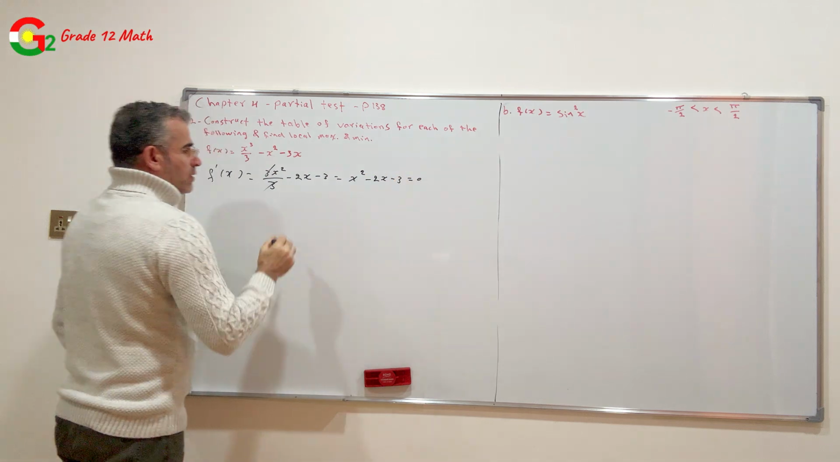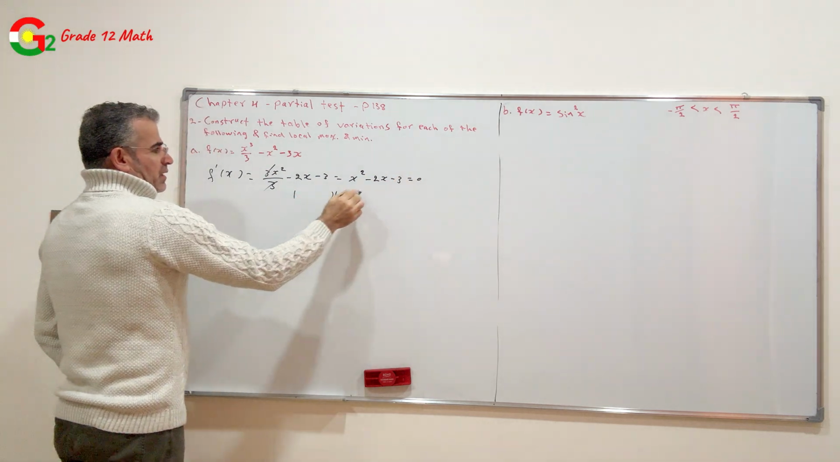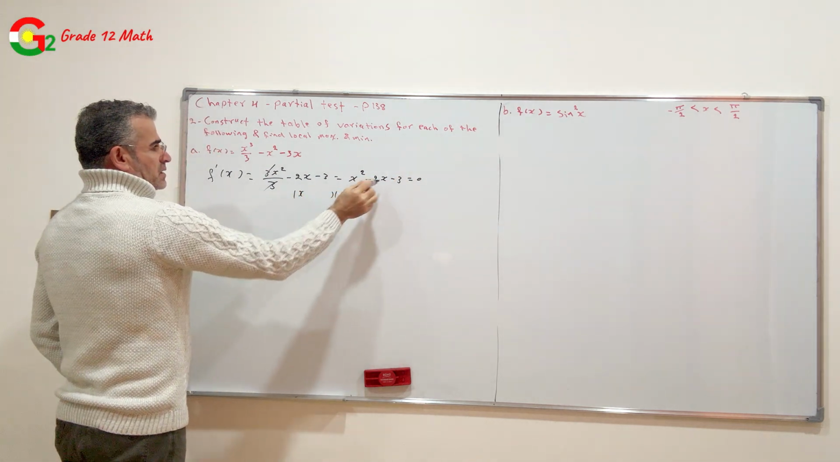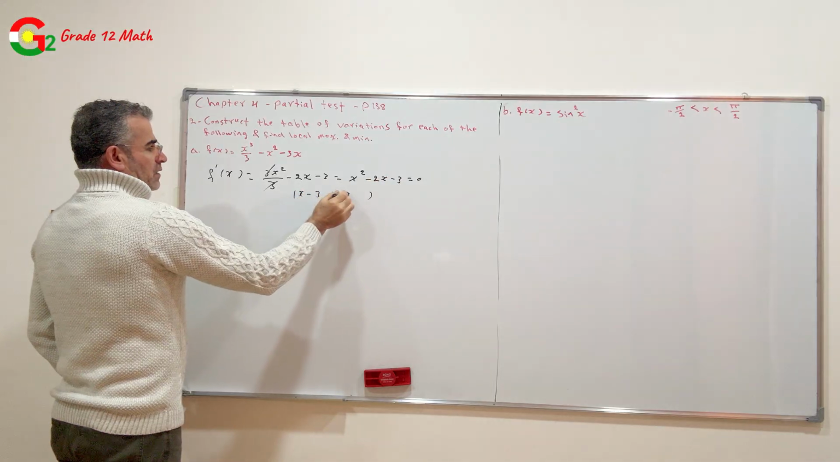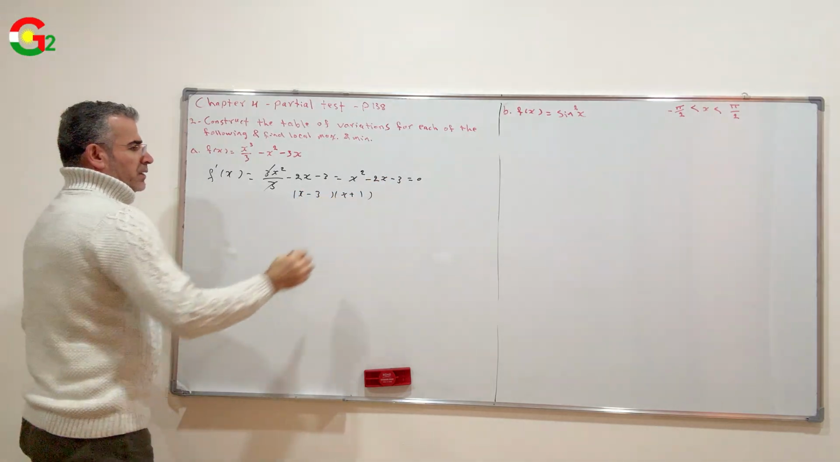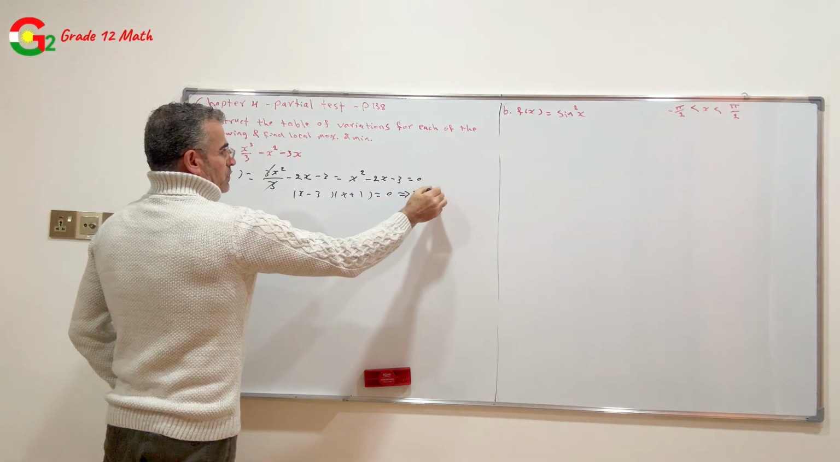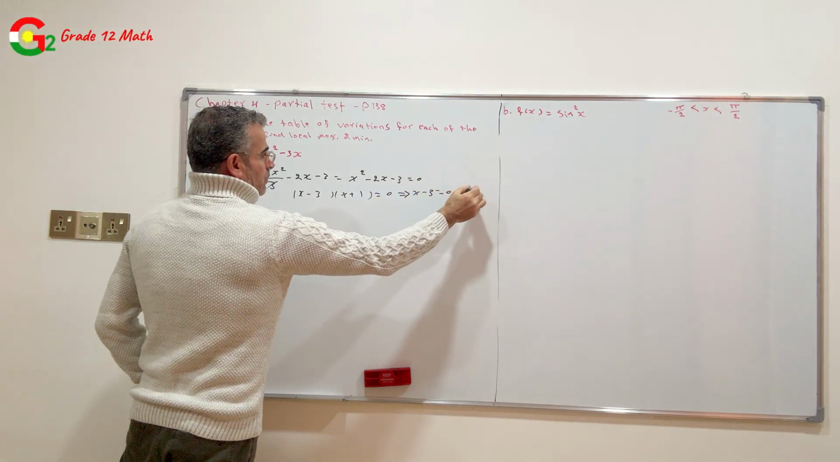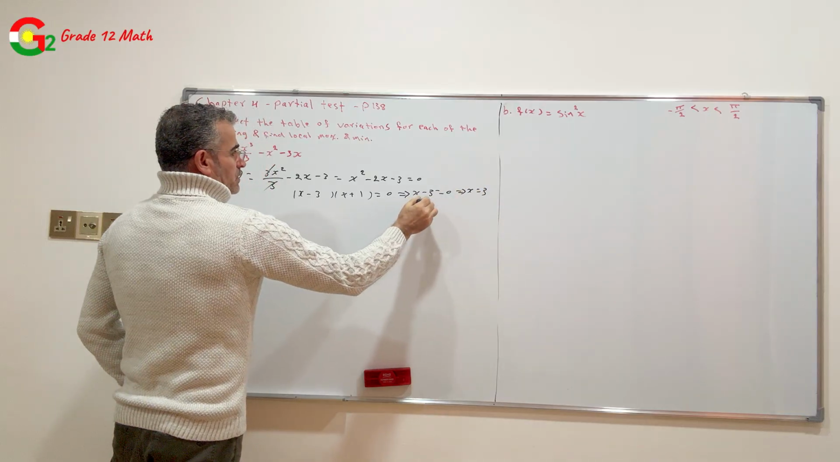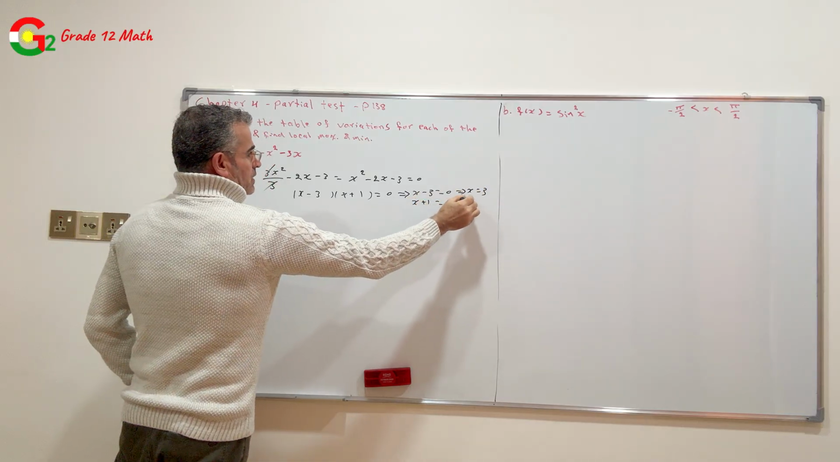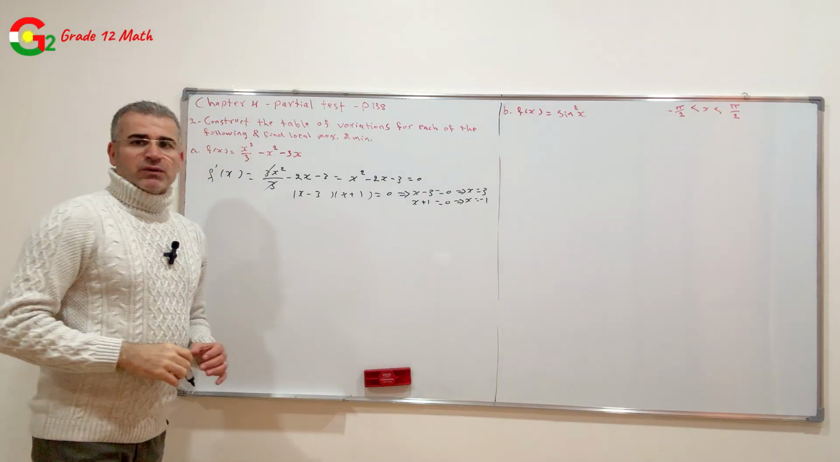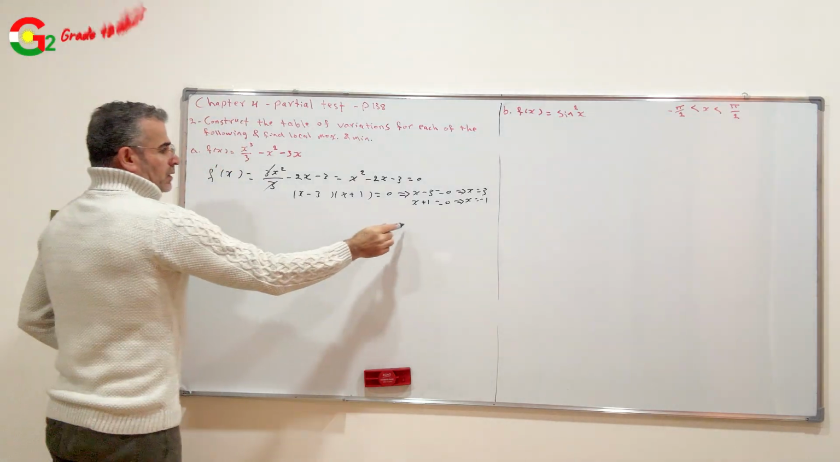Set it equal to 0. Factorize: x minus 3 times x plus 1 equals 0. Either x minus 3 equals 0, then x equals 3, or x plus 1 equals 0, then x equals negative 1. We have two critical points.